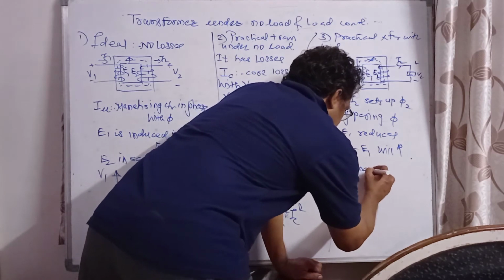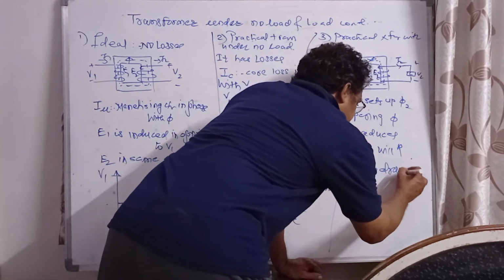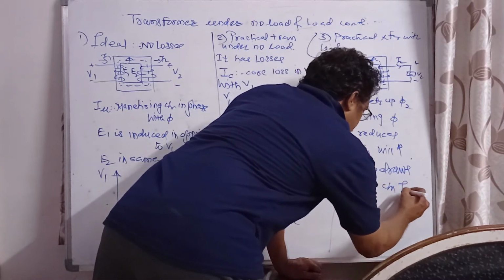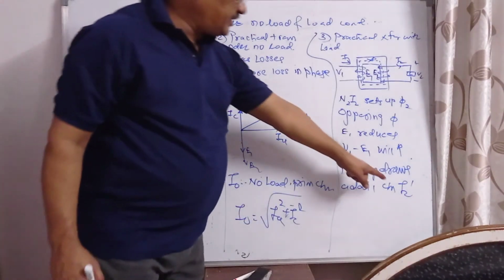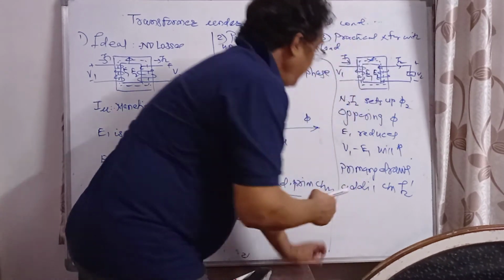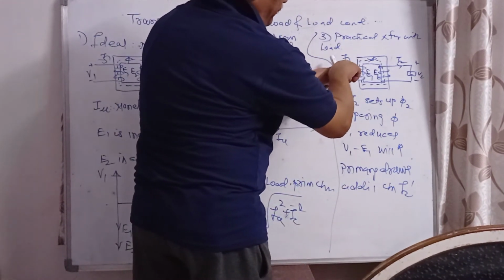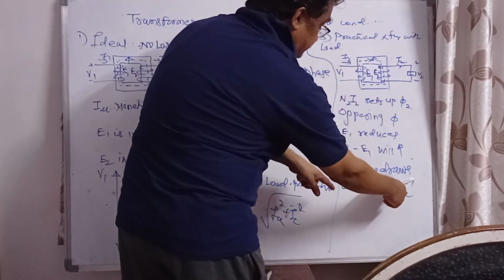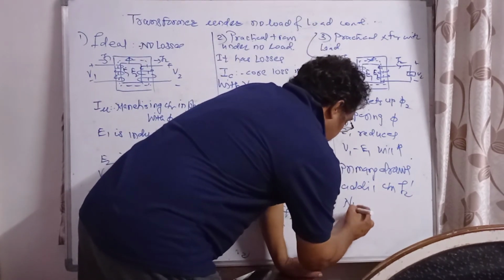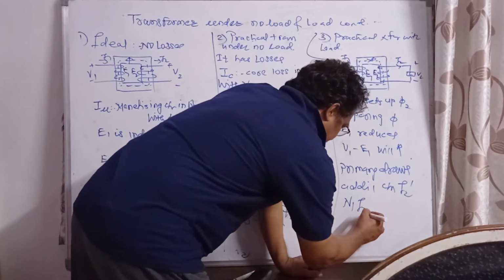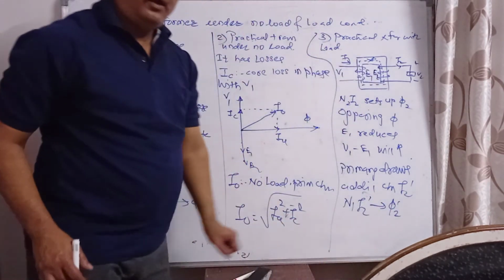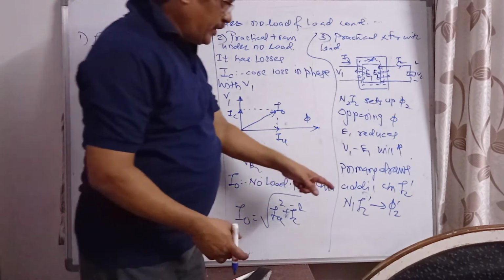Primary draws additional current, indicated as I2 dash. I2 dash is additional primary current. So that I2 dash flowing from primary, N1 into I2 dash will again flow. N1 I2 dash is flowing in primary, so N1 I2 dash will induce phi 2 dash. N1 I2 dash will induce phi 2 dash.